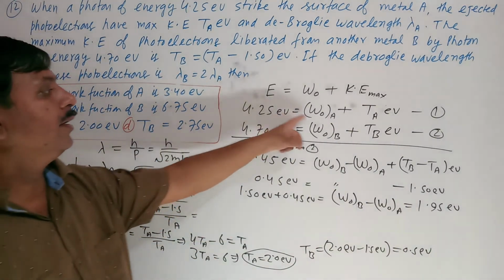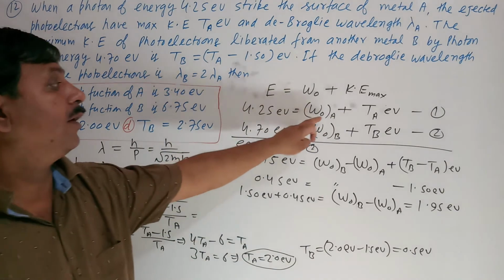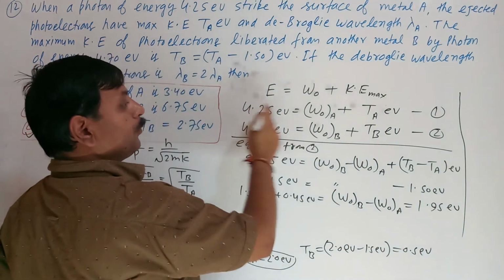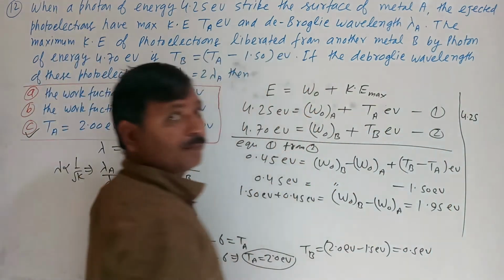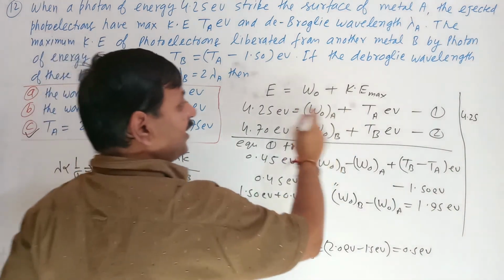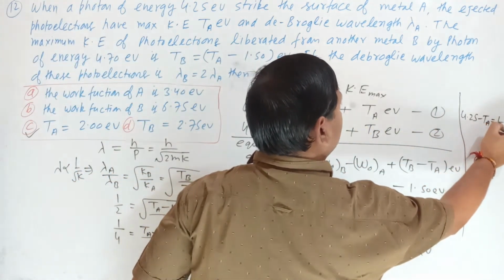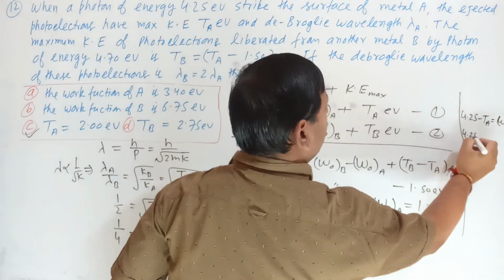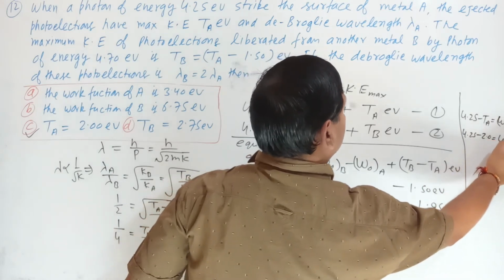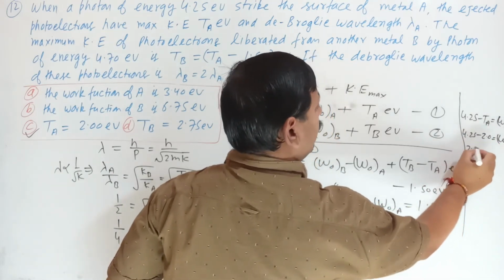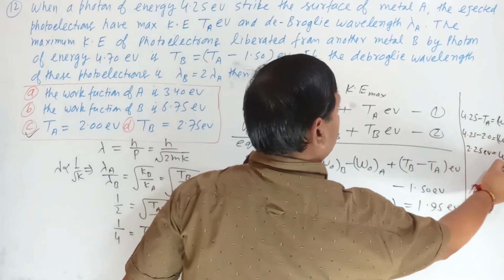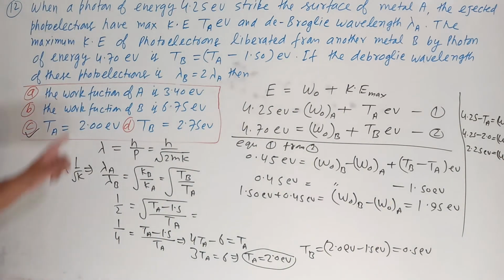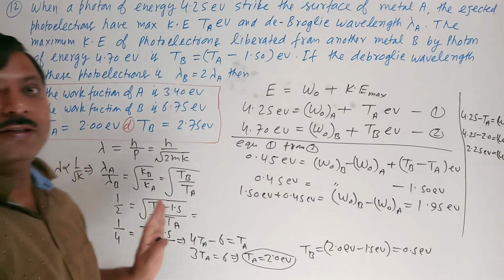Also we can find the work function of A. We will see from equation first, 4.25 minus TA is equal to the work function of A. So 4.25 minus 2.0, so that has come 2.25 eV. The work function of A you can see here is 2.25 eV. The work function of A, 3.0, they have given, that is wrong.